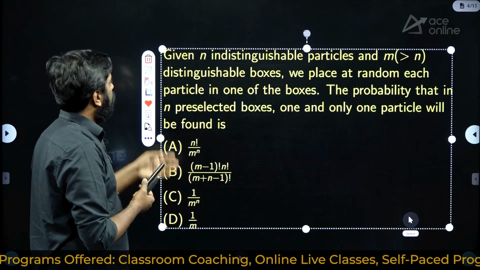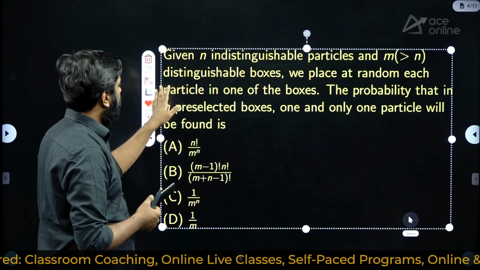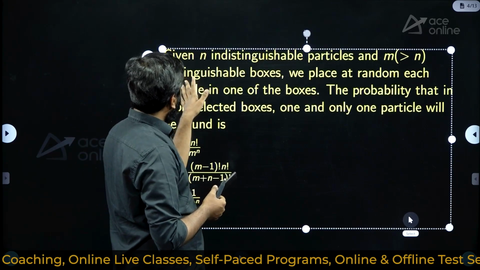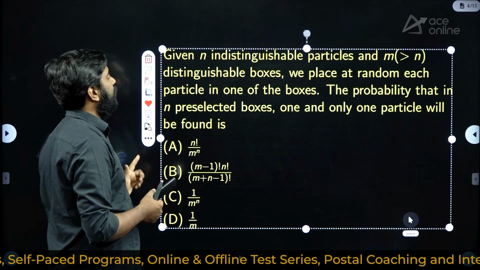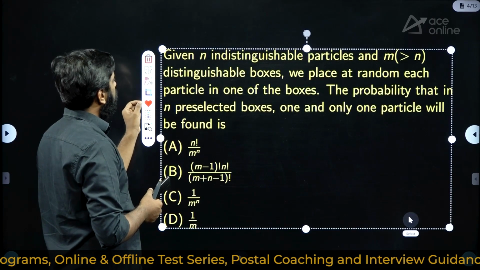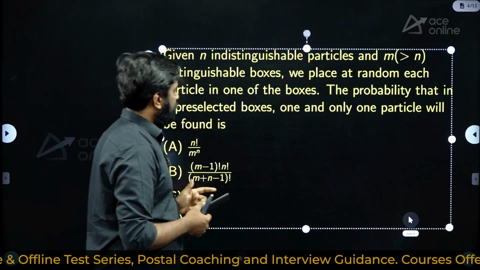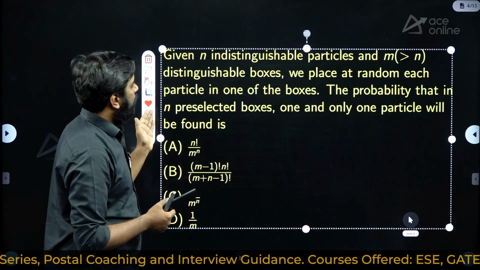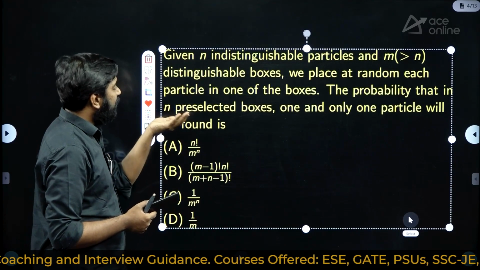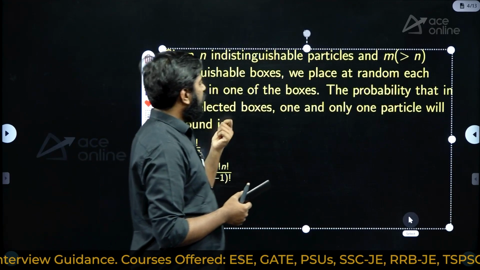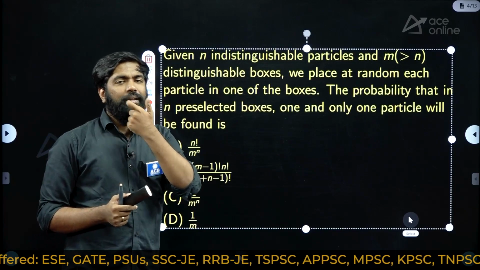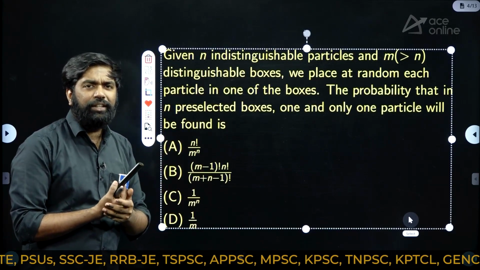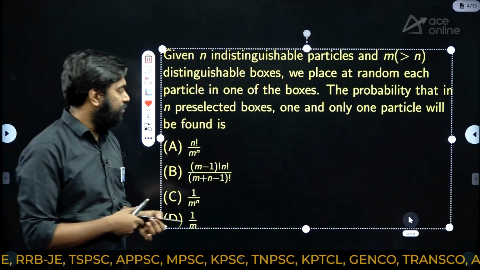n indistinguishable particles are placed in m distinguishable boxes. We place at random each particle in one of the boxes. The probability that in n pre-selected boxes, one and only one particle will be found is... So let us try to understand the question. Let's see what's the solution for this.